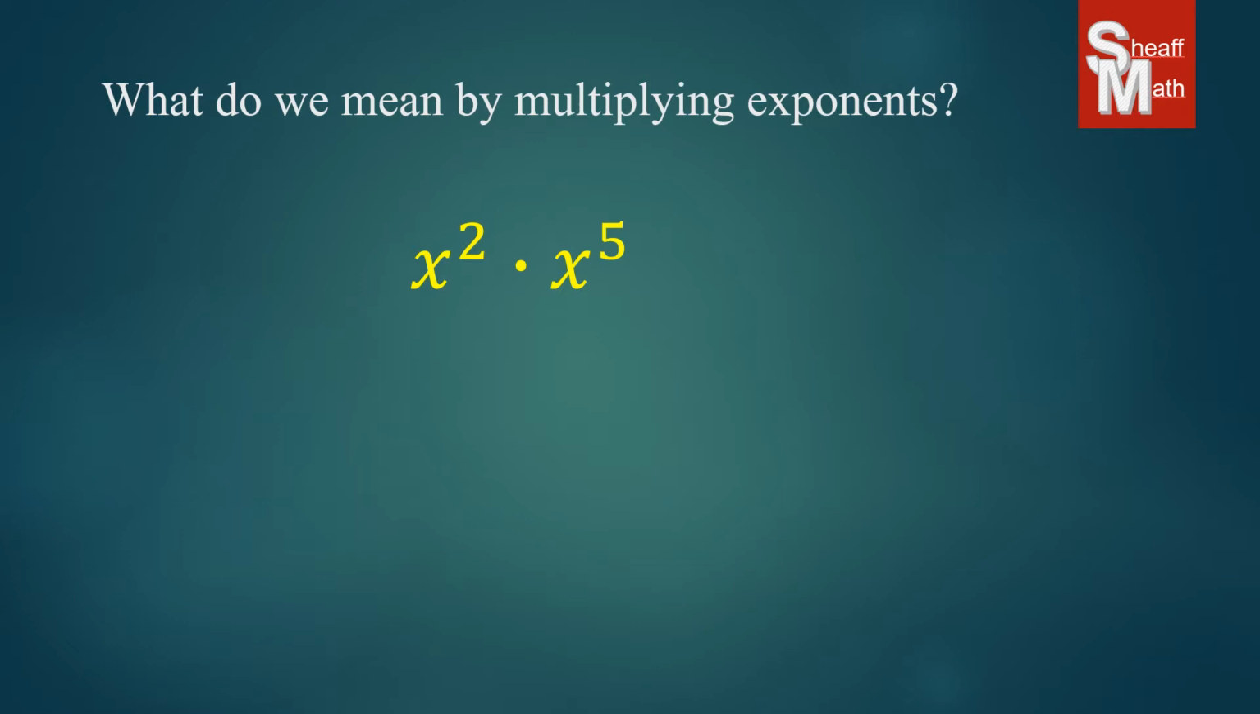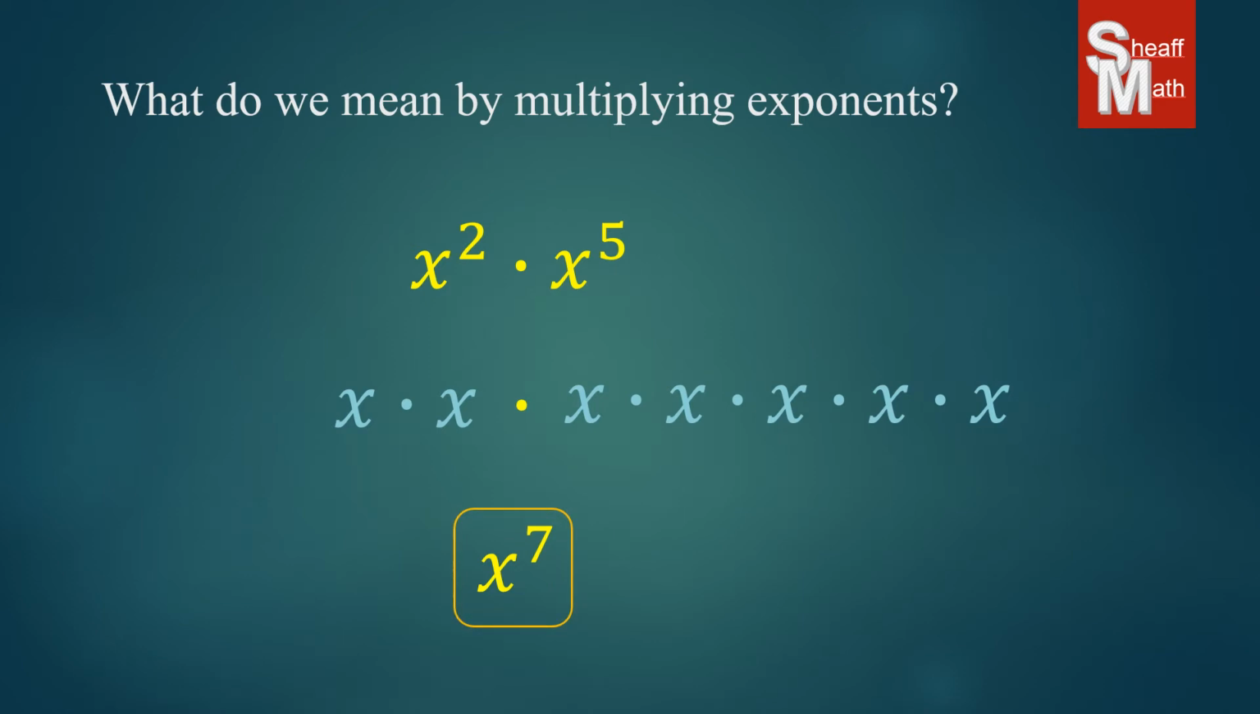And so what we really have here is x squared is x times x, and then x to the fifth is x times x times x times x times x, right? And altogether we have 7 x's that are multiplying each other. And so we have a combined x to the 7th, 7 x's that are multiplying. And so that's your answer. Now you might notice that there's a little trick to it. If you just look at the exponents and just add them together, that's going to be your answer.